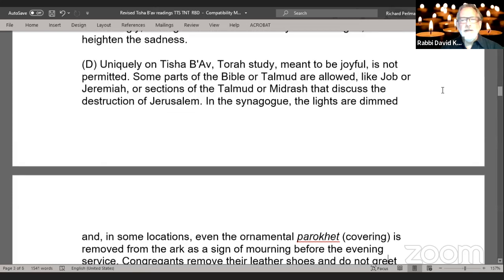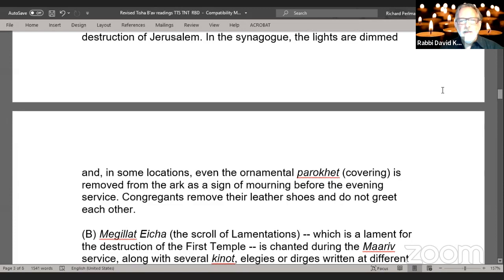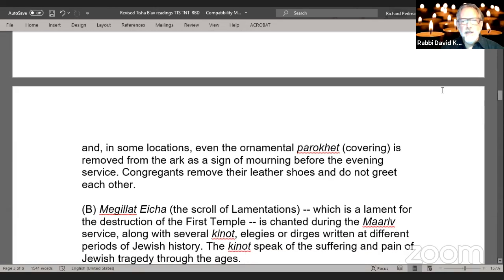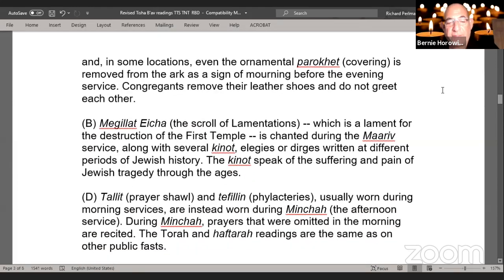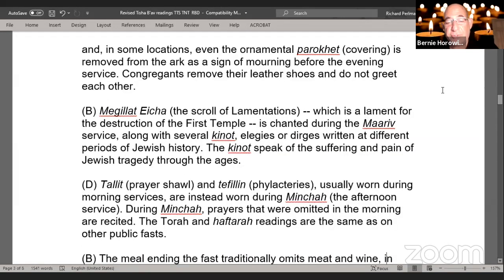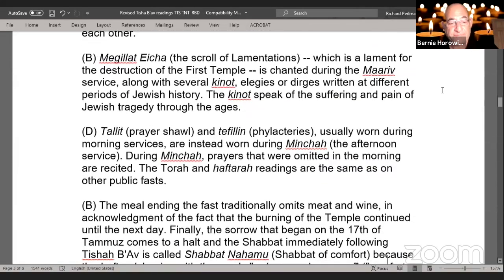In the synagogue, the lights are dimmed, and in some locations, even the ornamental parochet, the covering, is removed from the ark as a sign of mourning before the evening service. Congregants remove their leather shoes and do not greet each other. The Megillat Eicha, the Scroll of Lamentations, which is a lament for the destruction of the first temple, is chanted during the Maariv service, along with several keynote elegies or dirges written at different periods of Jewish history. The keynote speak of the suffering and pain of Jewish tragedy through the ages.